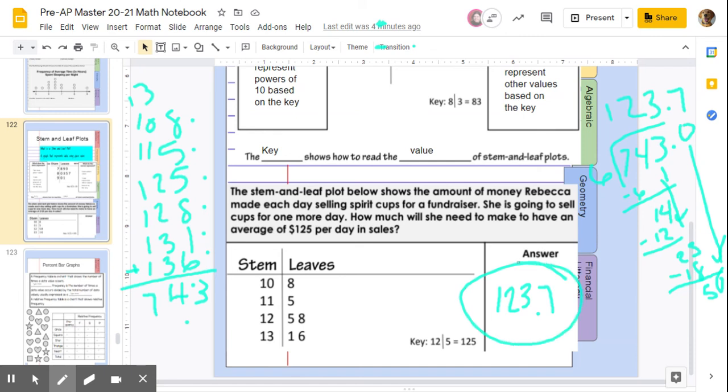She wants to make an average of $125 per day. So that means she needs to make more money than that. So we don't need to worry about figuring that out specifically. Just know that she needs to make more than 125 for this last day in order to have that average.